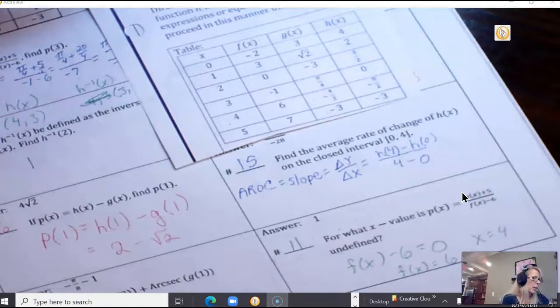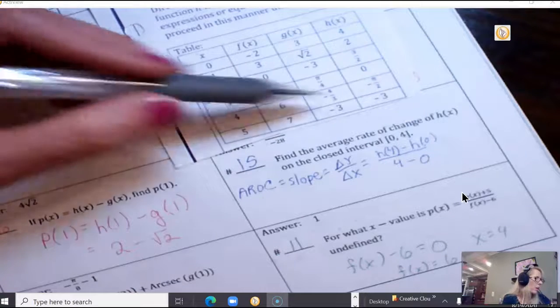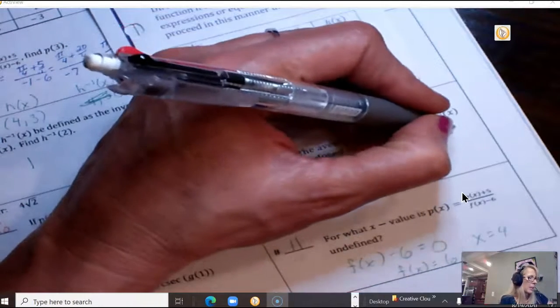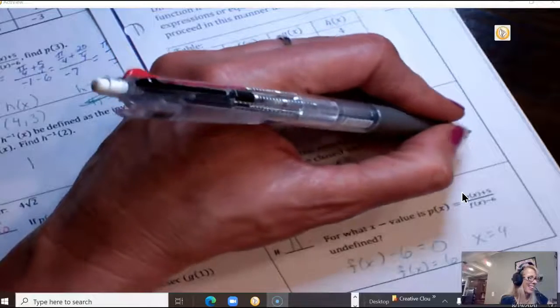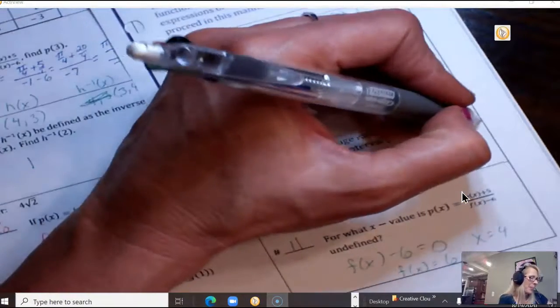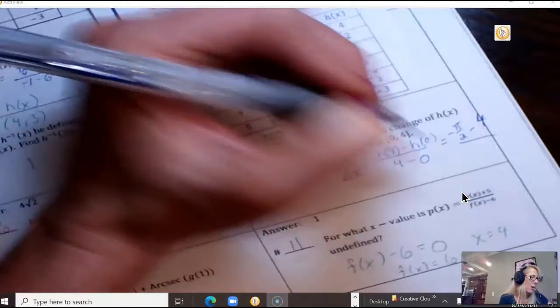And I've just simply looked for the answer. So I'm going to look for the h of 4, which is negative pi over 2. They can't make anything easy, can they? Minus h of 0, which is 4. Oh, goodness. All over 4.